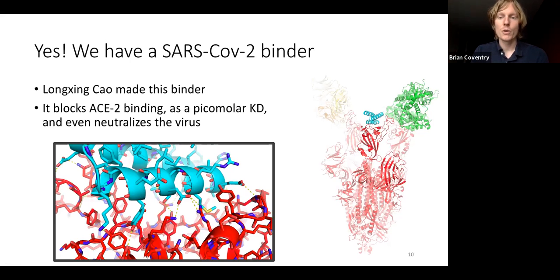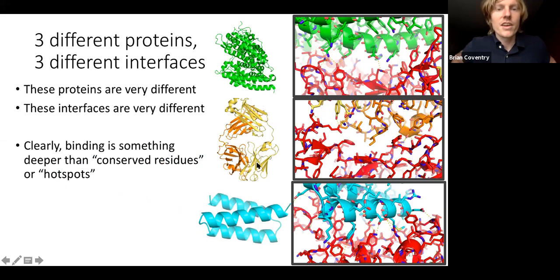This thing binds with picomolar affinity. We've got a bunch of different variants of it. But all in all, these things neutralize the virus in exactly the same way that the antibodies do. So that's pretty cool. We were able to make something that neutralizes the COVID virus. And it's going through clinical trial. Well, it's not in clinical trials yet, but it's moving towards there. So maybe someday this will be a drug, but that's a slow process. But the main point to take away here is we have three very different proteins and three very different interfaces.